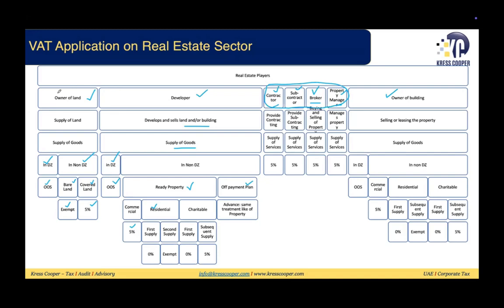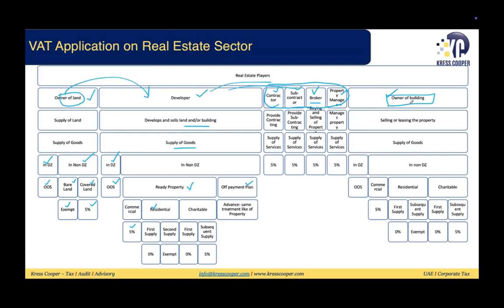Now, they are the owner of the land. They are given to the developer, and the developer has developed it. Now, the developer has hired a contractor and subcontractor. Then, at the time the property is ready to sell, the broker came, the property manager came, whatever, the owner of the building. Now, the owner, here initially we were discussing the owner of the land. Now we're discussing the owner of the building.